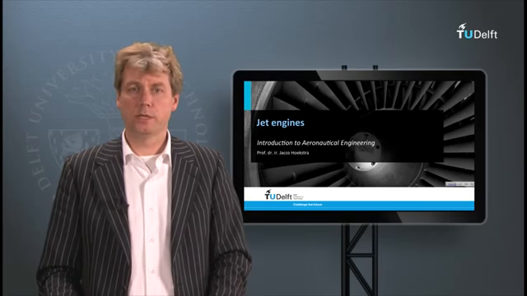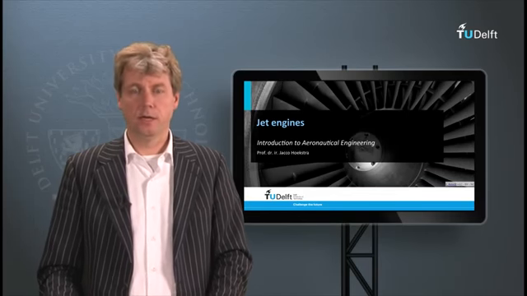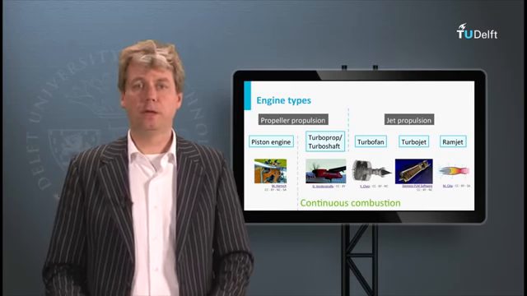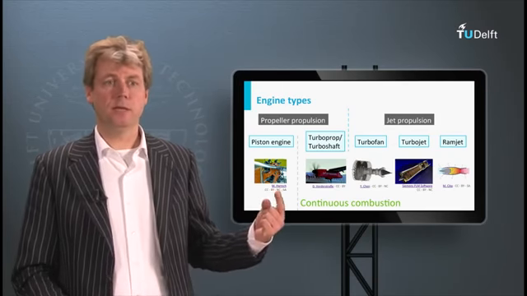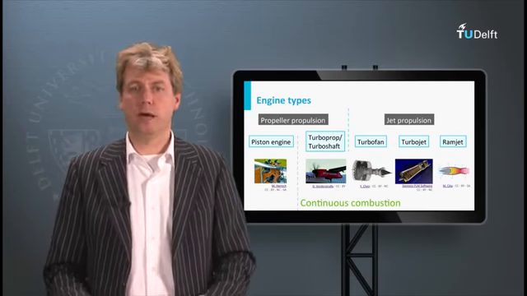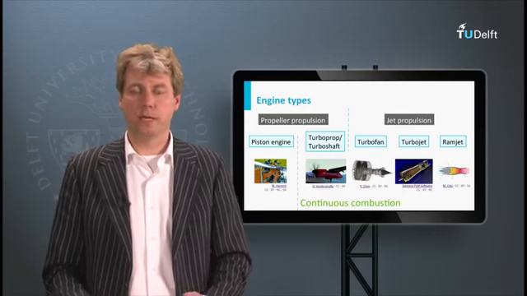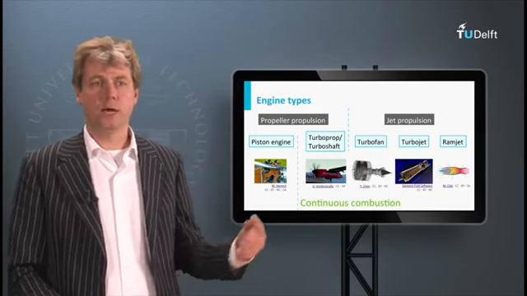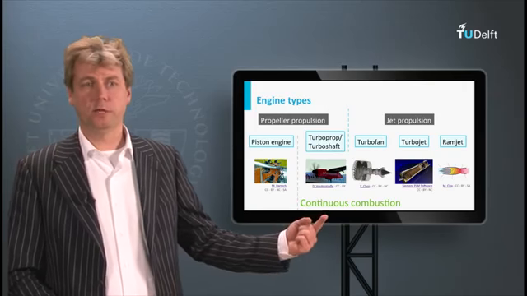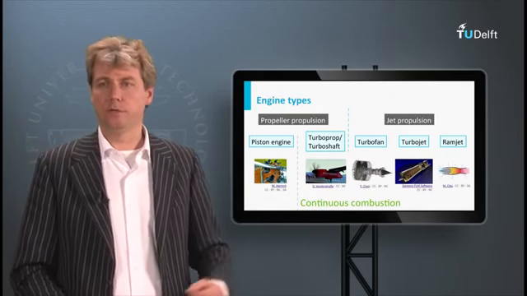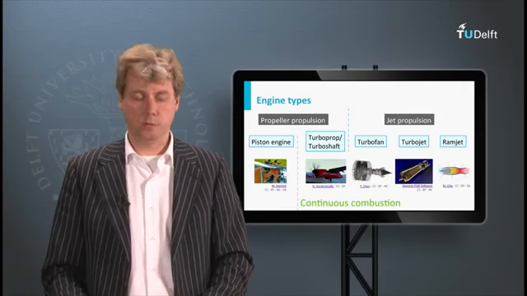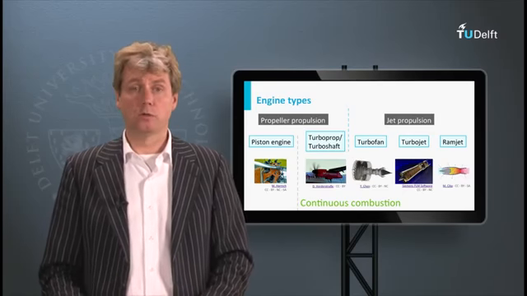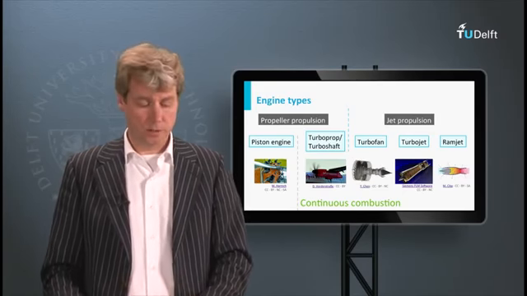In this video, we discuss the jet engines. In the video before the propeller clip, we discussed the piston engines to explain the principle of how heat can be transferred into mechanical work. Today we will look at the continuous combustion engines, and there are a number of different types which use this principle. It's sometimes also called the rotary compressor.